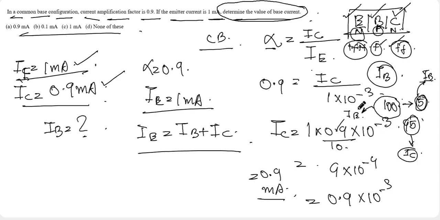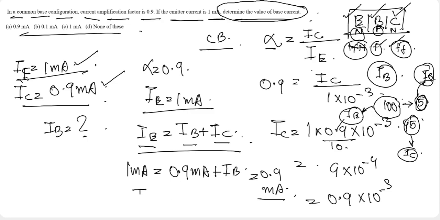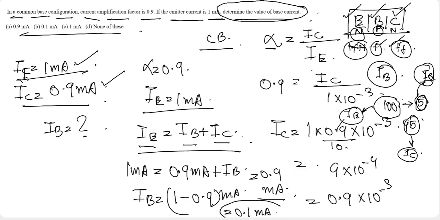So we can see that the emitter current is primarily responsible for the flow of these two currents, base current and collector current. So the emitter current is equal to base current plus collector current. Here the emitter current is 1 milliampere, which was given to us. The collector current we have obtained is 0.9 milliamperes, and IB we have not obtained. So IB is equal to 1 minus 0.9 milliamperes, which is 0.1 milliamperes, and the value is very low.